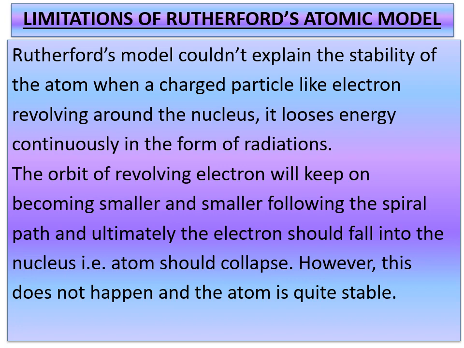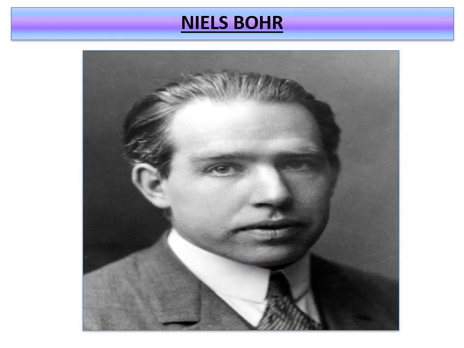So, the next scientist works on the limitation of Rutherford and puts forward his idea for the next atomic model. The drawback of Rutherford's model is that the atom is not stable. So, to explain the stability of an atom, Niels Bohr, a Danish physicist, in 1913 proposed a new model of an atom. That part you have to remember.